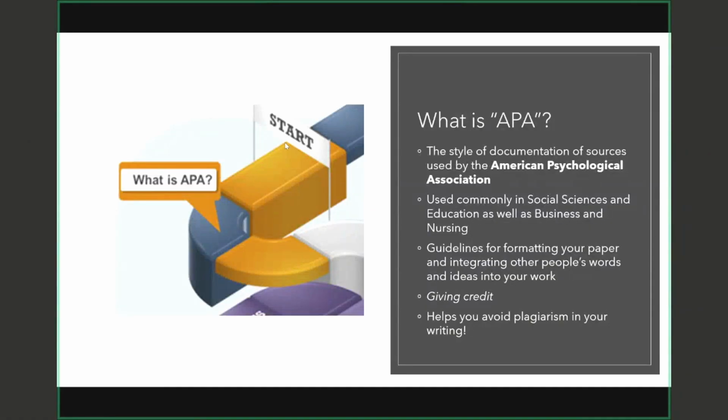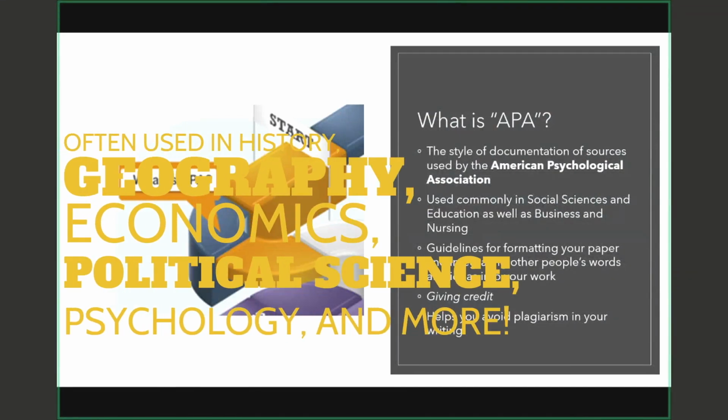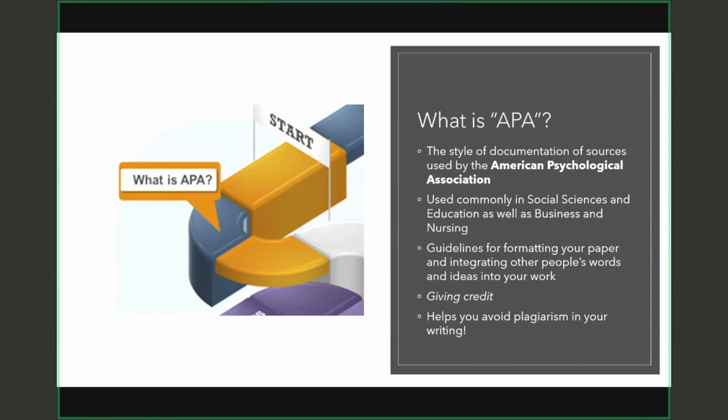So what exactly is APA? Well, it stands for American Psychological Association. It's the kind of citation style that's commonly used in classes like education, or maybe your business class, nursing. So chances are good that you'll probably encounter it at some point in your university career. Basically, they're guidelines for how you format your paper and how you integrate other people's words and ideas into your own work. APA focuses on the importance of giving credit to other people for their own intellectual property. And, fairly importantly, it also helps you avoid plagiarism in your own writing.